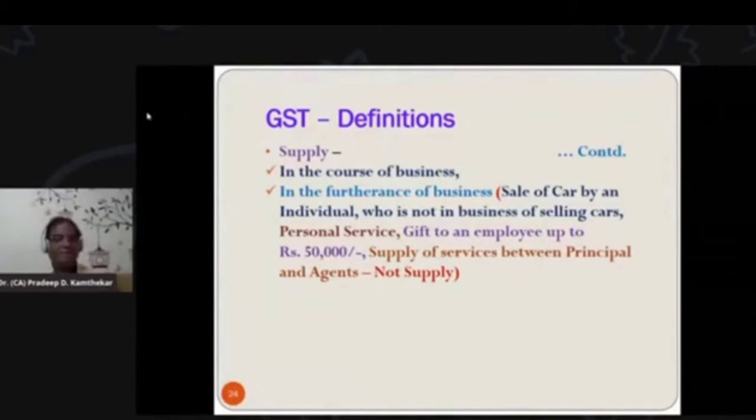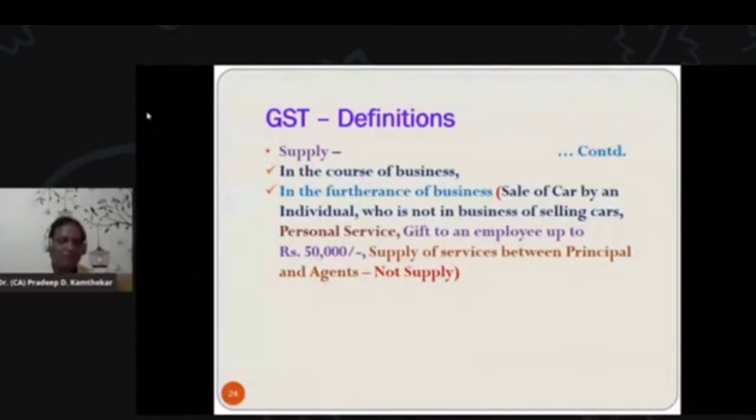Now, suppose something I am giving in my personal capacity to my friend, to my family member, or to anybody, and that is not part of my business, then that will not form part of supply because that has to be a part of business.